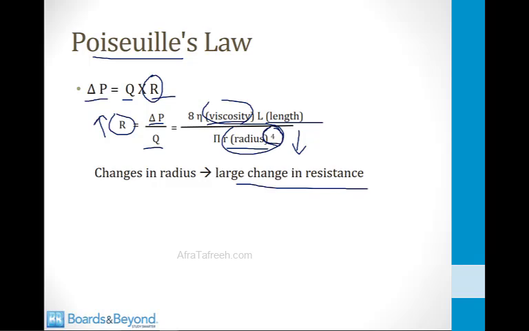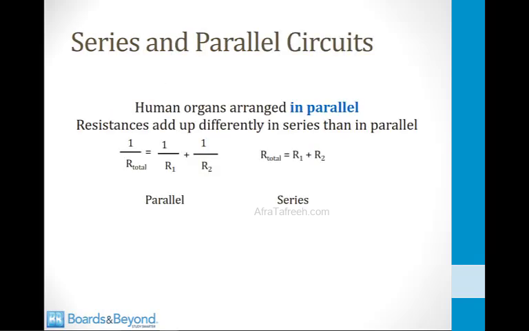When the radius to flow increases, then the resistance to flow is going to fall significantly, once again because radius is raised to the 4th power. Now let's talk about series and parallel circuits.